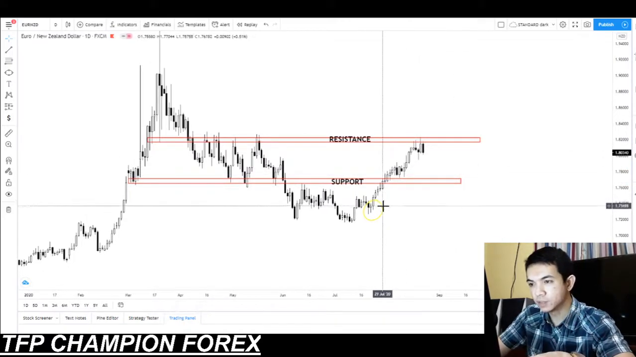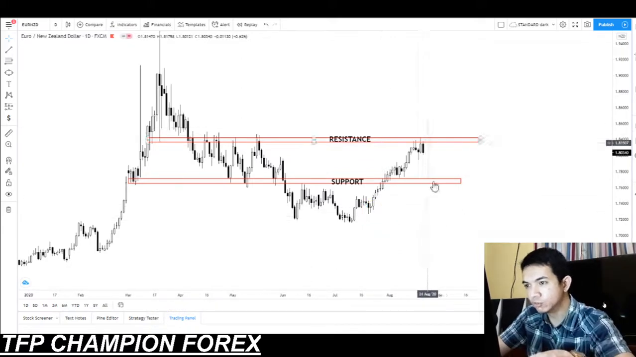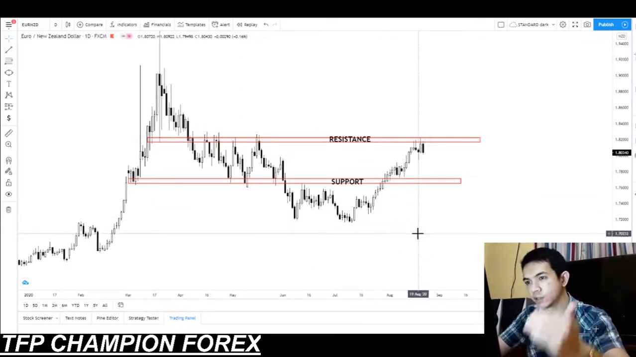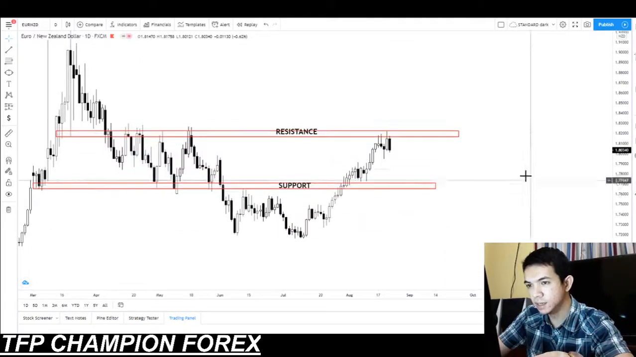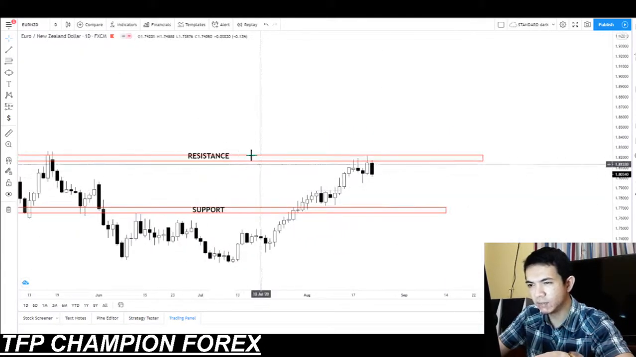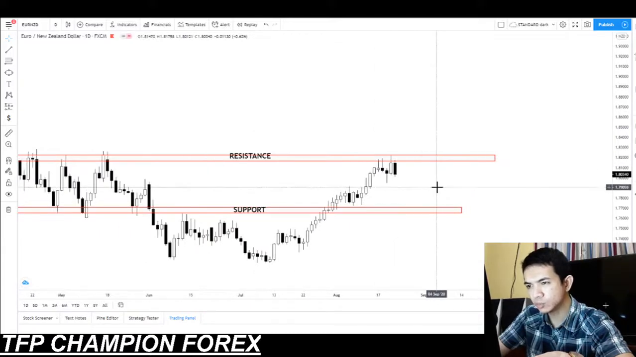All right, so we expect the market to move down. So where am I at the current market structure or level? I am now at the resistance level or zone. All right.